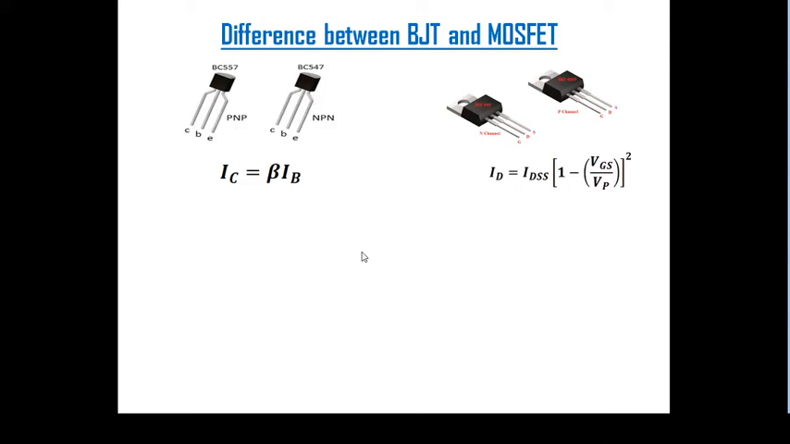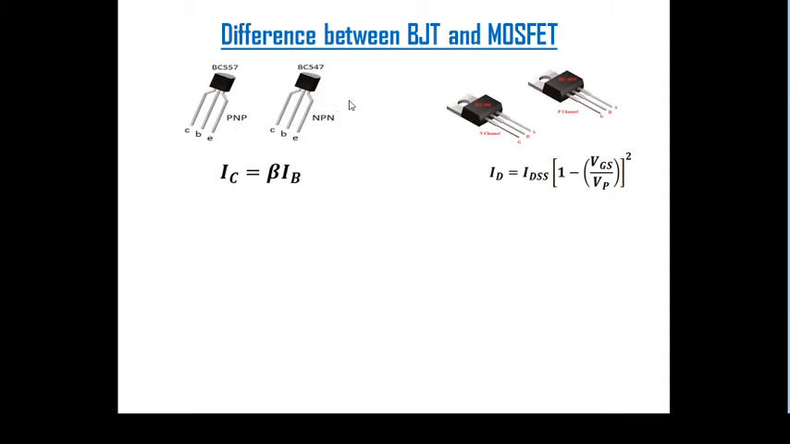This BJT is characterized by the simple equation IC equals beta IB. And there are two commercially available MOSFETs. Basically, one is N channel and the other is P channel, and these are power MOSFETs. An example of an N channel MOSFET is the IRF 840, and another one, the IRF 4905, is a P channel MOSFET. This one is characterized by the Shockley equation, ID equals IDSS times (1 minus VGS by VP) whole squared. That we will discuss later.